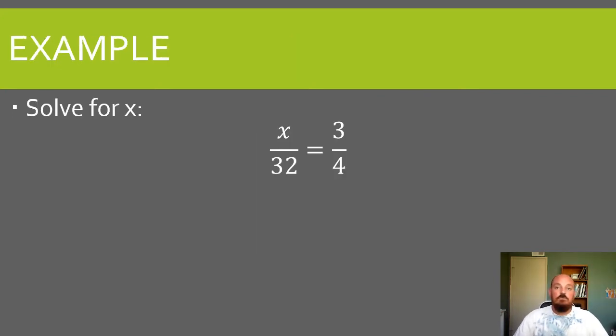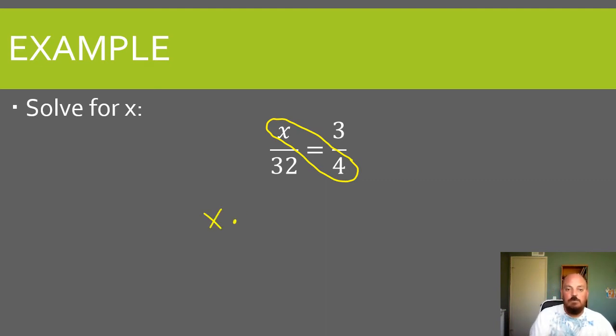So let's try it out. Here we have a proportion. We're going to solve for x. We have x over 32 equals 3/4. So we are going to cross multiply. The first one here, and I like to circle to show what I'm multiplying. This is what we mean by cross multiplying. You take the top of one fraction, the x, times the bottom of the other one, the 4. So I will have x times 4.